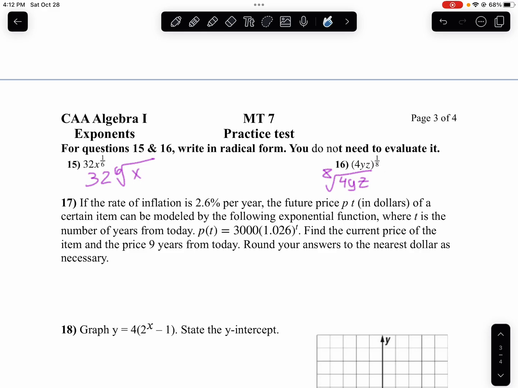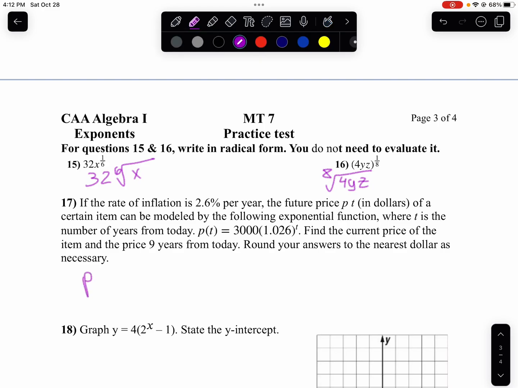It's just like evaluating a geometric sequence. I want to find P of 9. So we're going to say P of 9 is going to be 3,000 times 1.026. We'll raise that to the 9th power, and that would be the price.